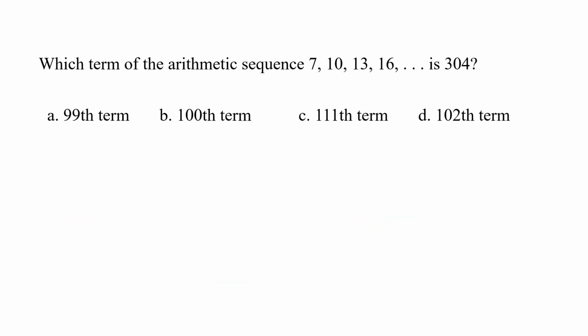Yes, letter C. We'll proceed now to number 4. Which term of the arithmetic sequence 7, 10, 13, 16 is 304? So again, we are going to identify what is given. So that is a1 is 7. The common difference is 3, that is 10 minus 7. And we are looking for the value of n that corresponds to 304. And the nth term or the last term is 304.